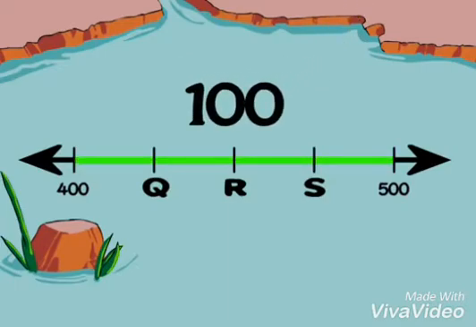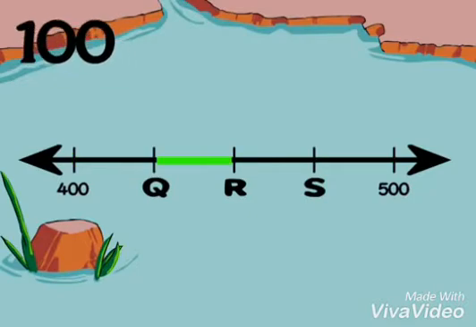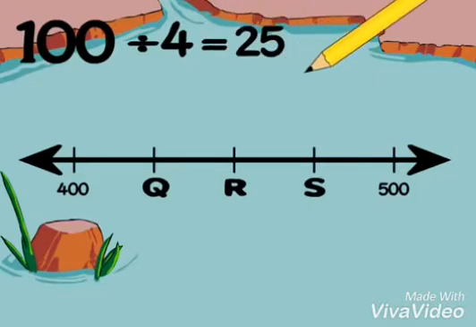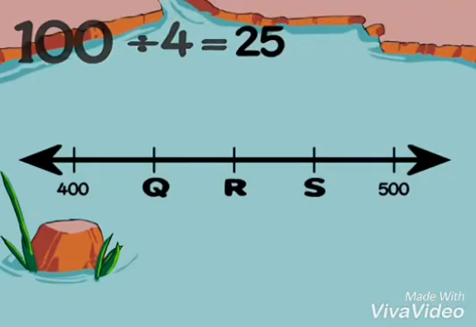Step 2. Count the segments in between and find each length. Here we see 4 equal segments between the benchmarks. 100 divided by 4 is 25, so each segment represents 25.